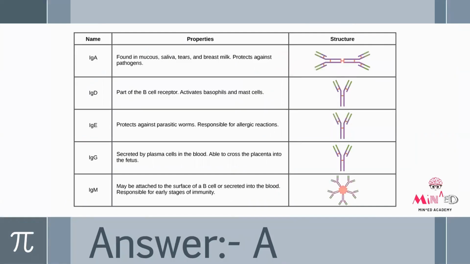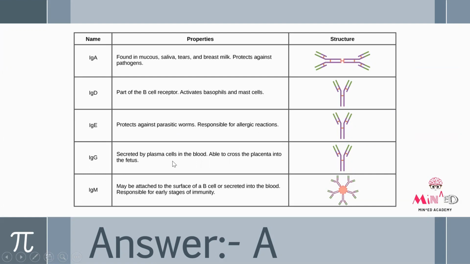So here we'll be discussing all the immunoglobulins that are present, that is A, D, E, G, M, and we'll see which will be the answer. Okay. So IgA, it is found in mucus, saliva, tears, breast milk, protects against pathogens. IgD, it is part of the B cell receptor, activates basophils and mast cells. IgE, it protects against parasitic worms, responsible for allergic reactions.